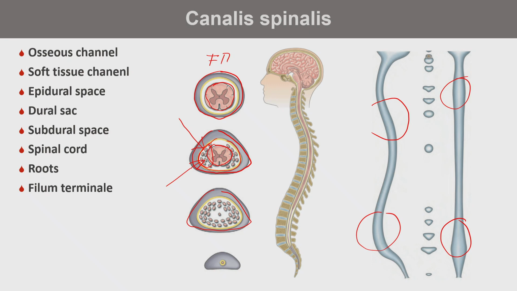Why do we have here those roots? Because I have said that the spinal cord is not growing as fast as the spinal channel, so the retardation of the growth of the spinal cord causes that we have along the spinal cord roots which are going this way down.